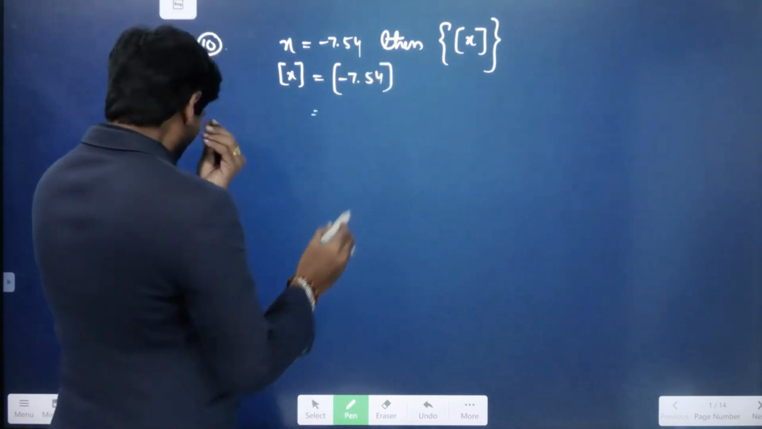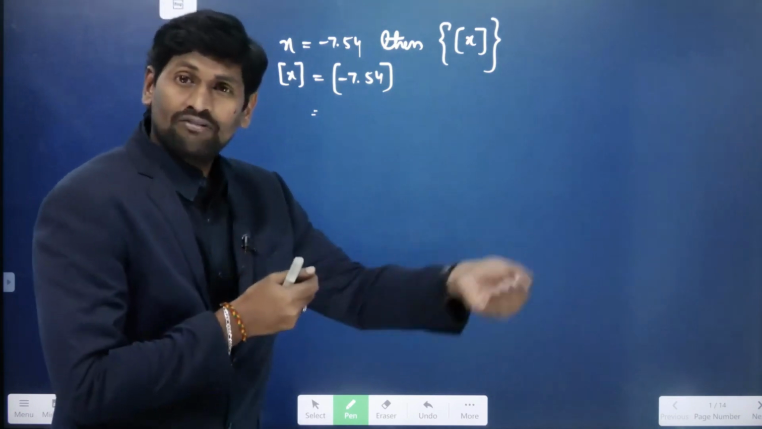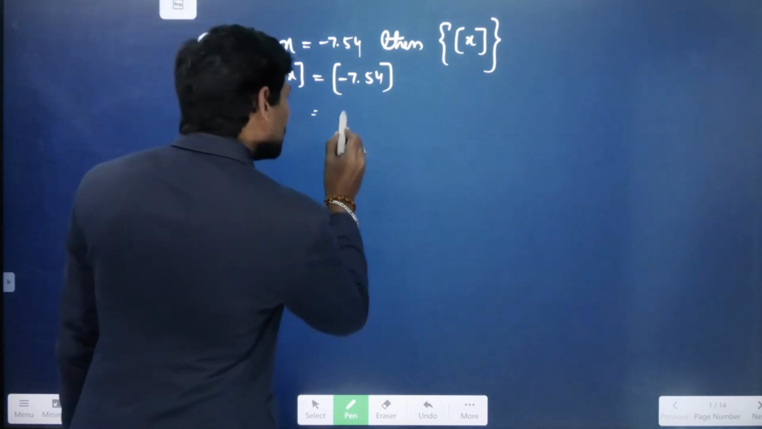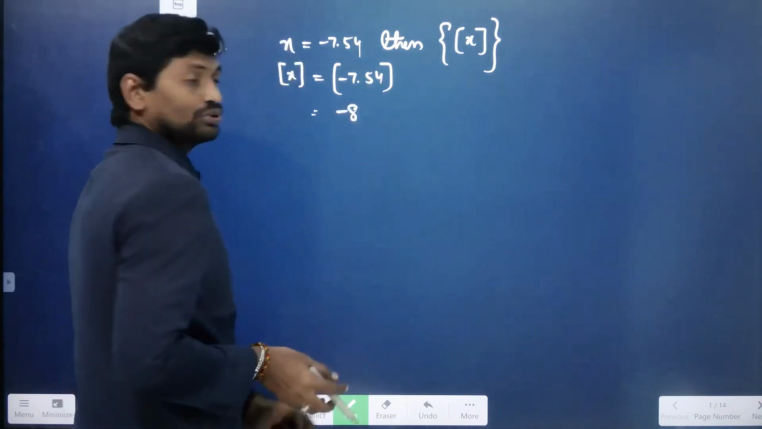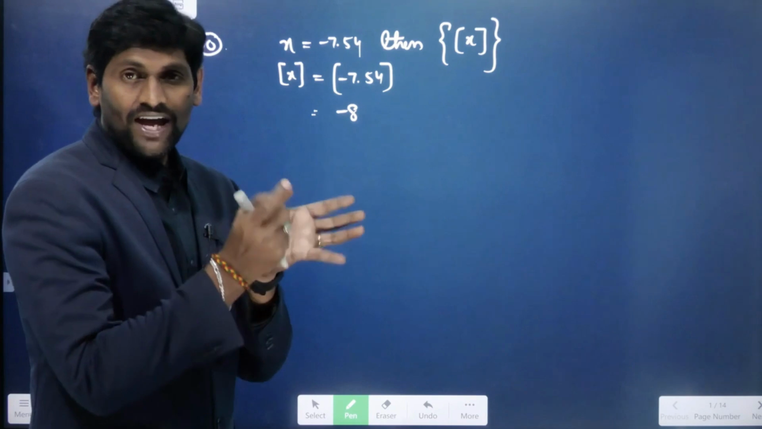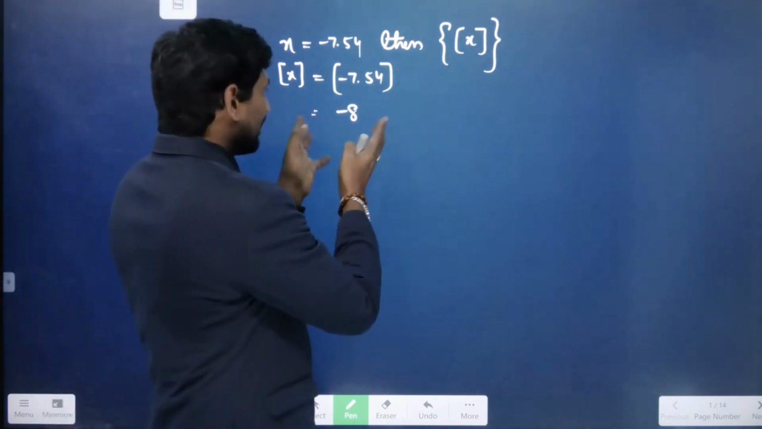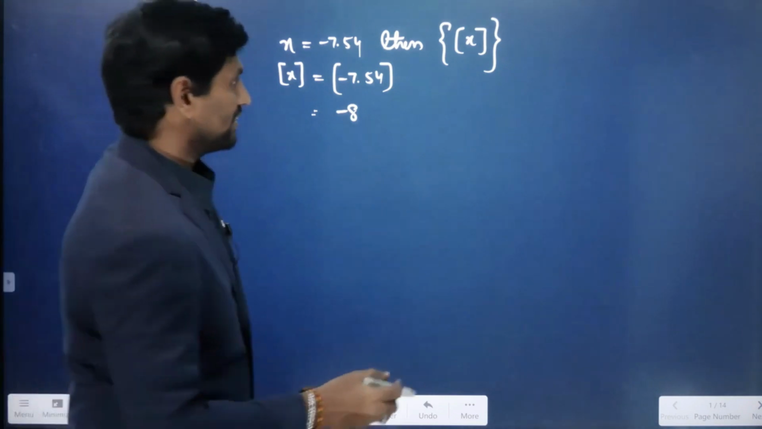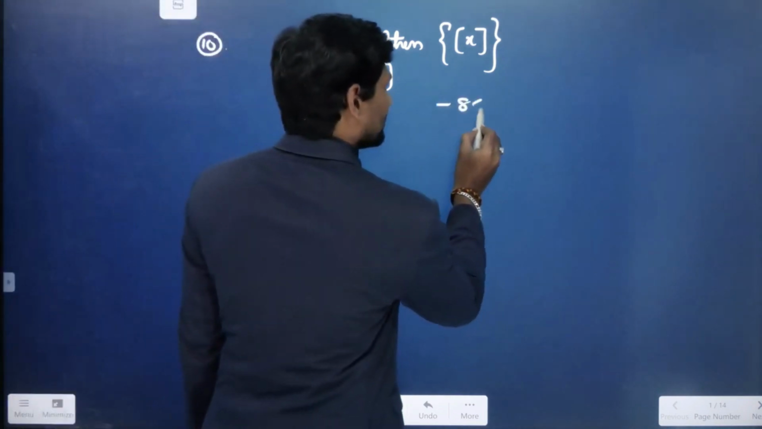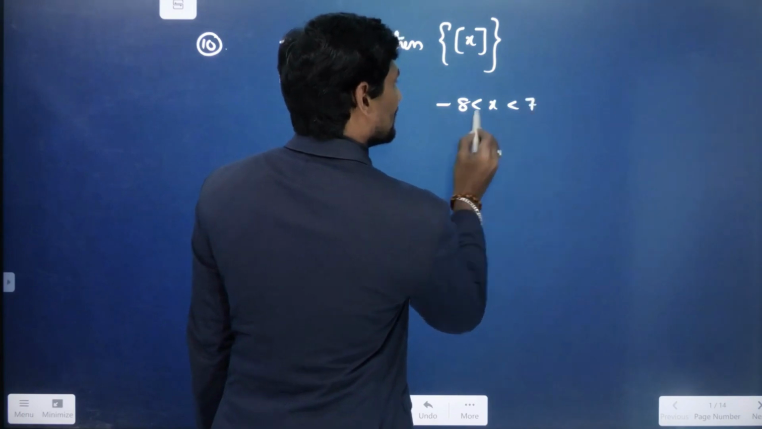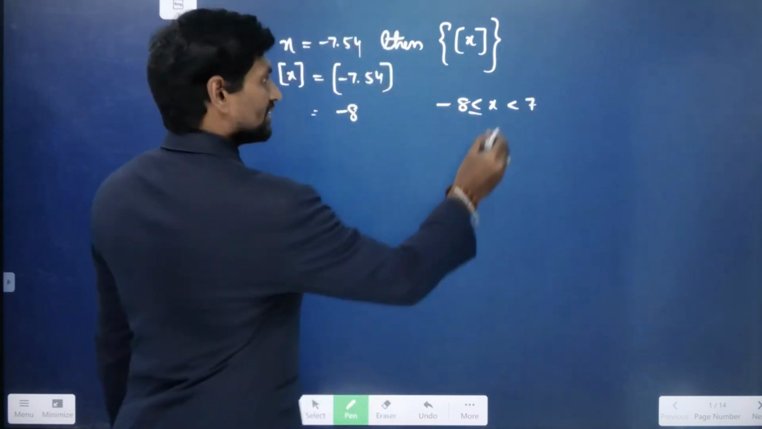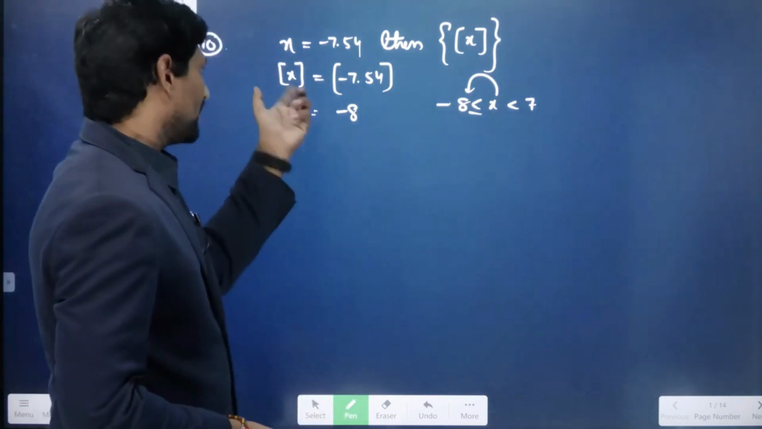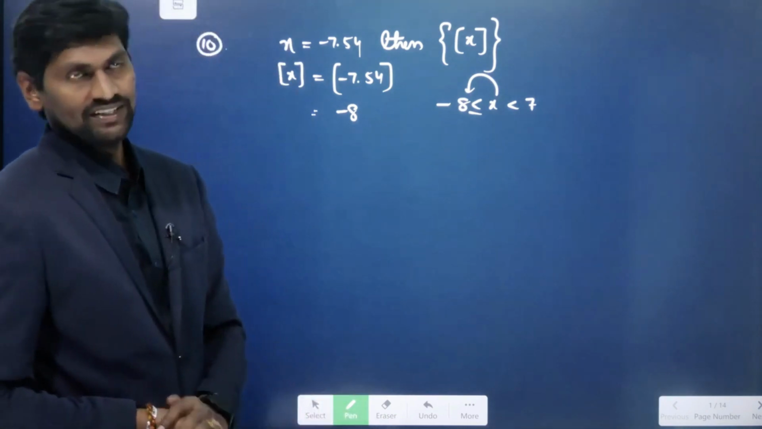That means the greatest integer value always chooses the least number, right? So we have to go through minus 8. The value which lies between minus 7 and minus 8 has greatest integer minus 8, because minus 8 is smaller than minus 7. So the greatest integer value always chooses the smaller one. So the greatest integer of this is minus 8.